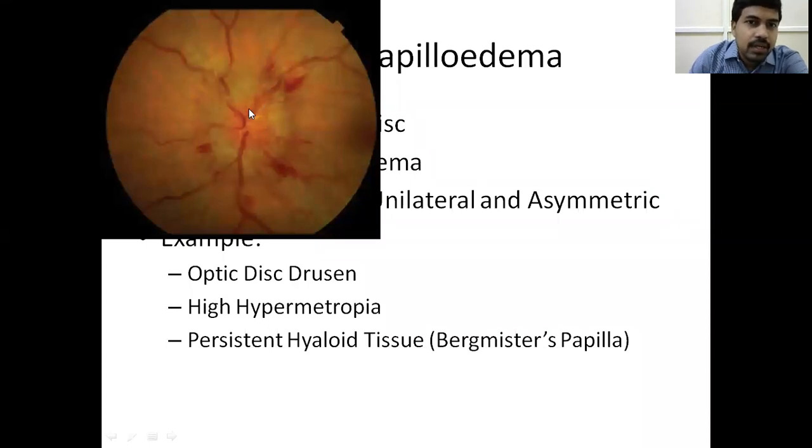This is an actual optic neuritis. So in optic neuritis, there is an elevation of the disc. The vessels are engorged and tortuous. There are hemorrhages at the disc margin, and there is also blurring of the disc margins and a hyperemic disc. So these are the findings in the case of optic neuritis.